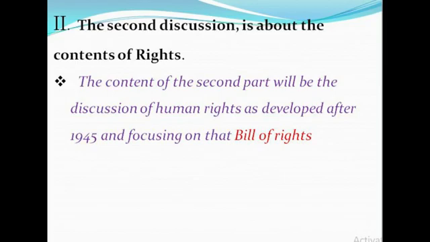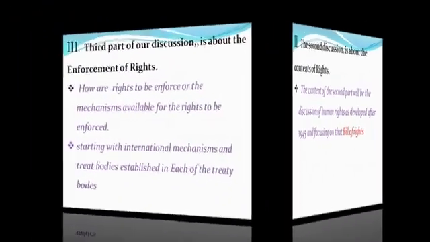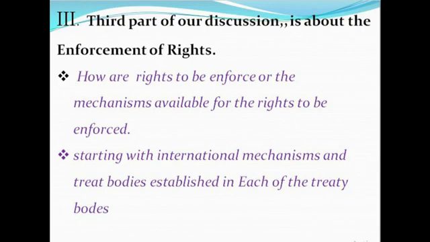And the third part of our discussion, again, if you remember, will be on the enforcement of rights. How are these rights going to be enforced? What are the mechanisms available for the enforcement of rights? Starting with international organizations and some treaty bodies established by each of the treaties that we are going to look into, or some other institutions that deal with the enforcement of human rights. And these are the three parts. Keep in mind, during all our discussion, that we are discussing any point in relevance to these three parts.